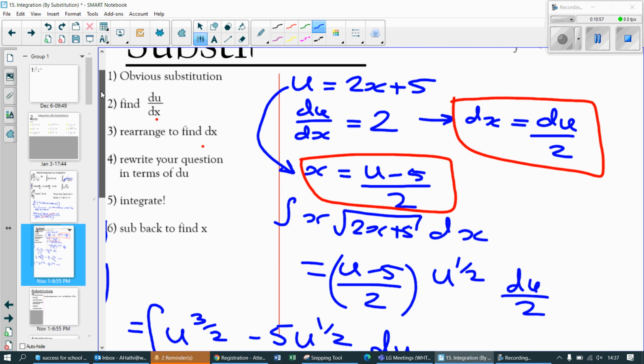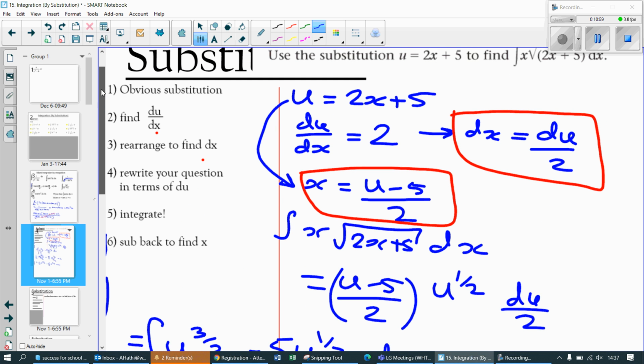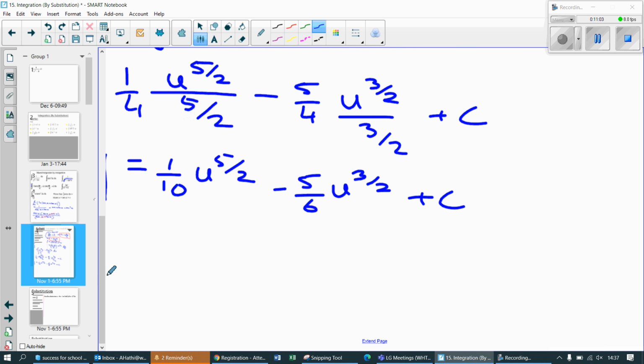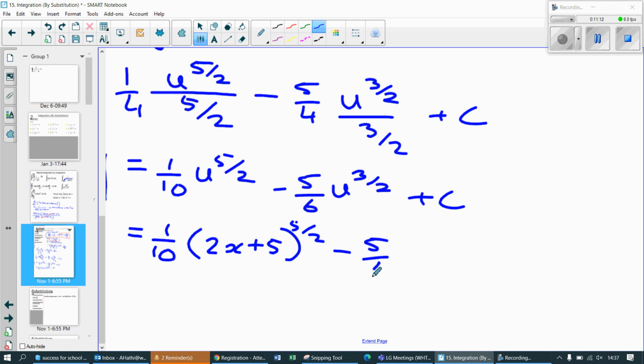U is just equal to 2x plus 5. So what I need to do is to say, okay, that's 1 over 10, 2x plus 5 to the power of 5 over 2, minus 5 over 6, 2x plus 5 to the power of 3 over 2, plus c.